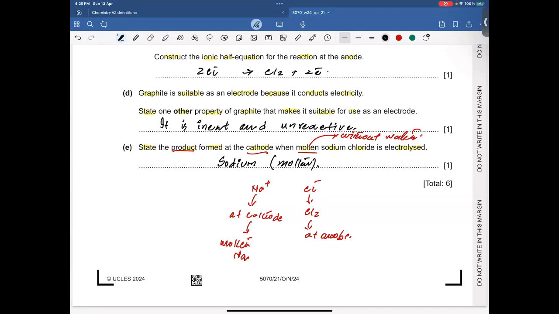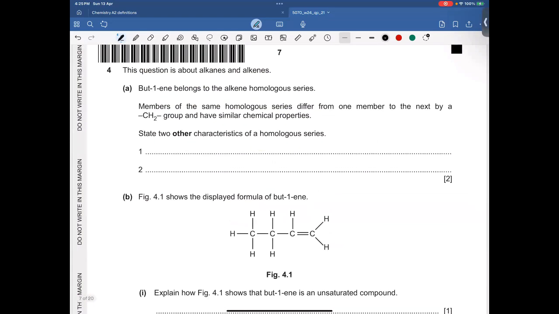Okay, so that's the end of this question number 3. Let's move on to the next question, question number 4. This question is about alkane, which is a saturated hydrocarbon, and alkene, which is an unsaturated hydrocarbon. This is saturated because it contains single bonds between the carbon atoms. It is unsaturated because it contains a double bond between the carbon atoms. Butene is also called 1-butene, and butene belongs to a homologous series. Members of the same homologous series differ from one another by a CH2 group, and this CH2 group is also called methylene group. That's what we have discussed in the class.